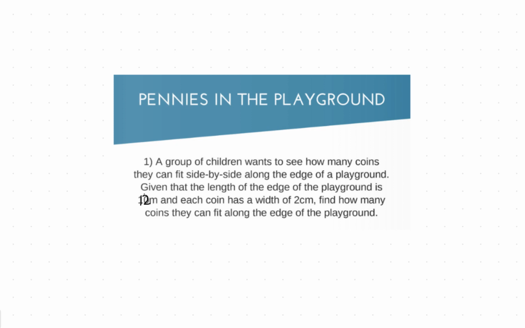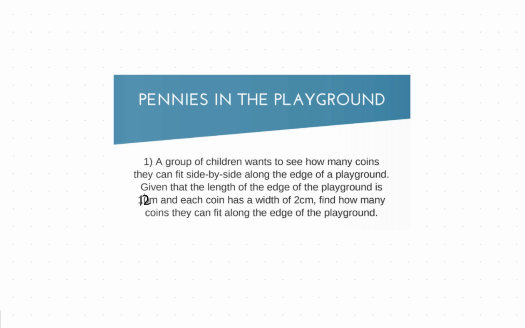So, Pennies in the Playground question. Mental arithmetic question. It says a group of children wants to see how many coins they can fit side by side along the edge of a playground. Given that the length of the edge of the playground is 12 metres and each coin has a width of 2 centimetres, find out how many coins they can fit along the edge of the playground.